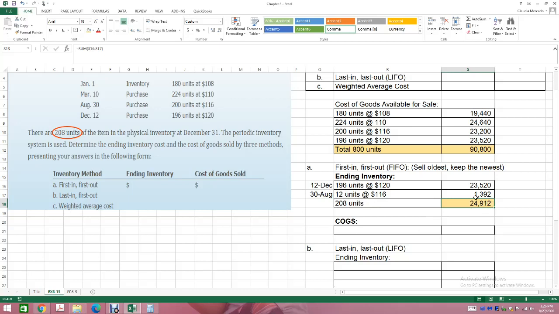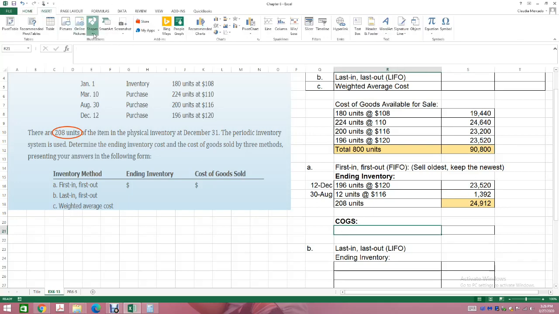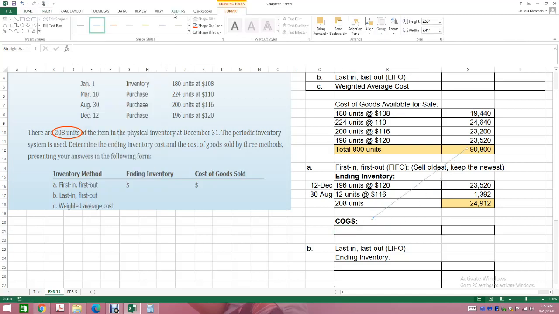So if I have 24,912 in my warehouse, then what is my cost of goods sold? Your cost of goods sold is going to be your cost of goods available for sale, which we calculated right here. Your 90,800. Let me draw a little arrow. That 90,800 is going to go over here.